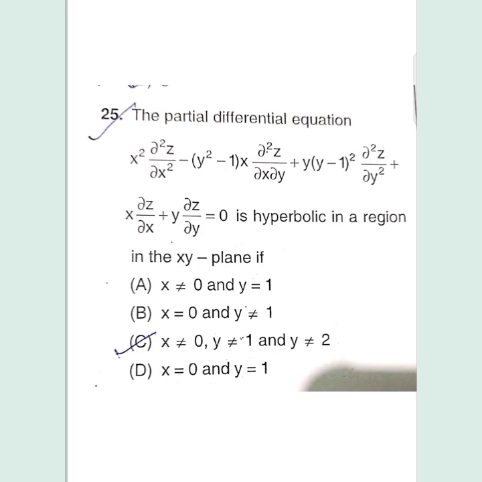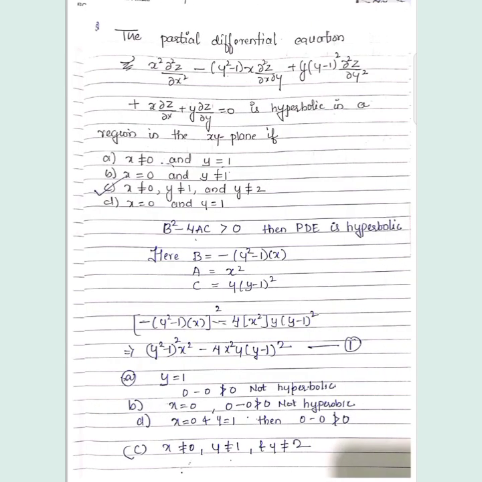Let's see the solution of this differential equation. The solution is to check at what points the given partial differential equation is going to be hyperbolic. We have to find b square minus 4ac and check whether it is greater than 0 or not. So what is a, what is b, and what is c?